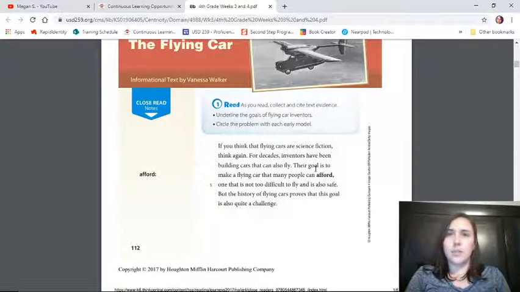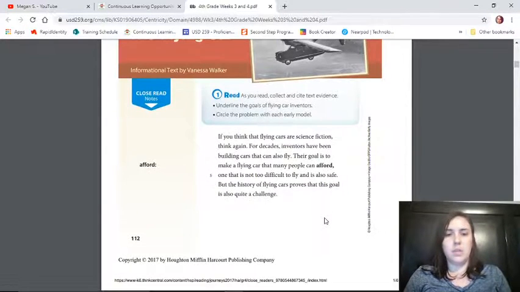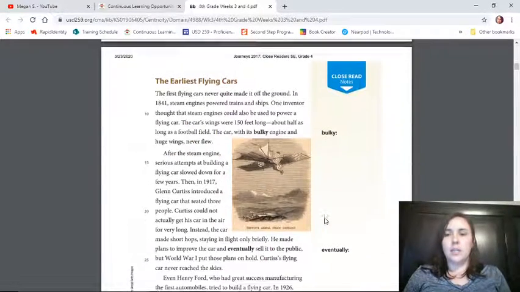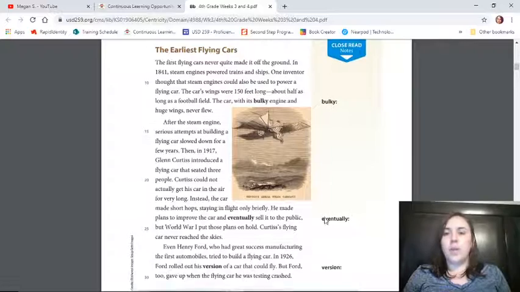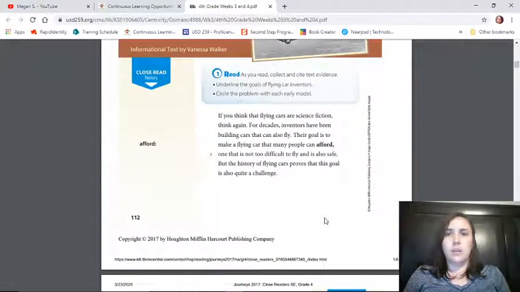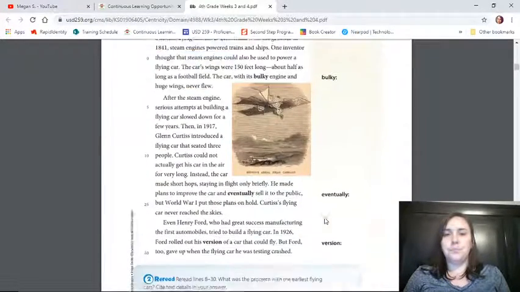You're going to use context clues again, and if you read the sentence that it is contained in and read the sentences before and after, you should be able to come up with an idea of what you think the word means. And then you can double check it by searching it online or looking it up in a dictionary as well. So the next page has a couple more vocabulary words, and you need to continue underlining the goals of the inventors and circling the problems with every model.